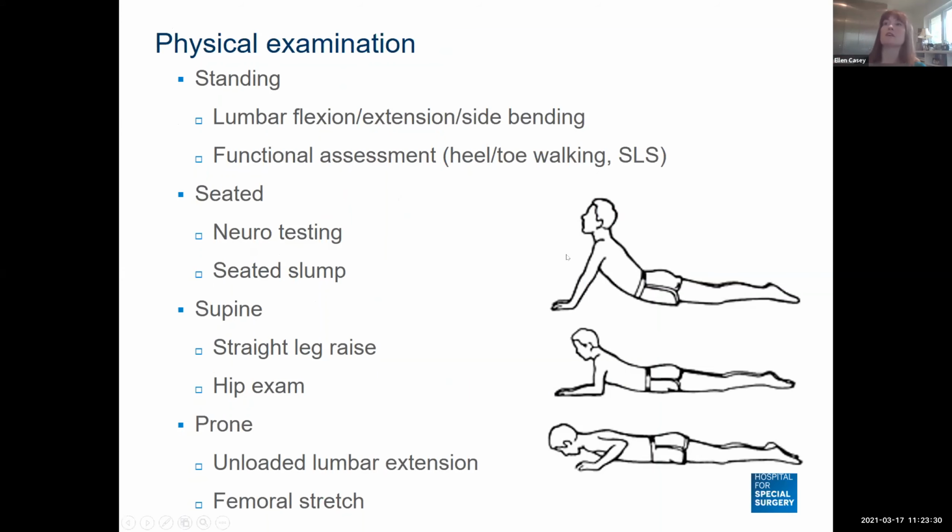We'll go through a more detailed exam with the case, but the way that I usually do it, as anything, is very systematically. I move from standing to sitting to supine to prone, so that I'm always doing the same exam.